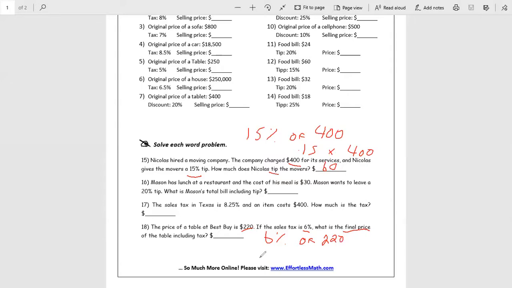6% as a decimal is 0.06 after moving it 2 places to the left. Then multiplied by 220. And that gives us 13.2. So that's the amount of the tax. Add it to 220 to get your full amount. And your full amount is 232.2.